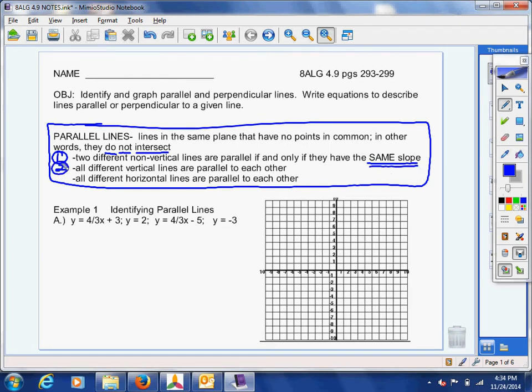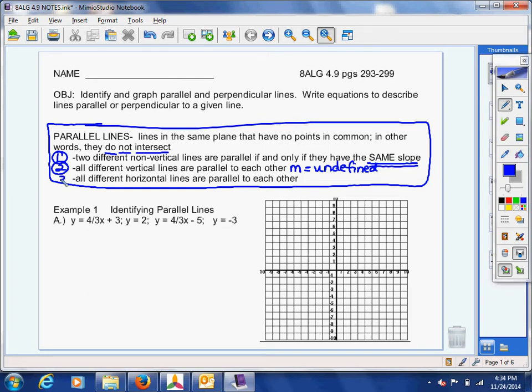Also, here's a second scenario to consider. If you have vertical lines, they're automatically parallel to each other because they all have the same exact slope. Their slopes are all undefined. So that's the same slope, so that means all vertical lines are parallel to each other.